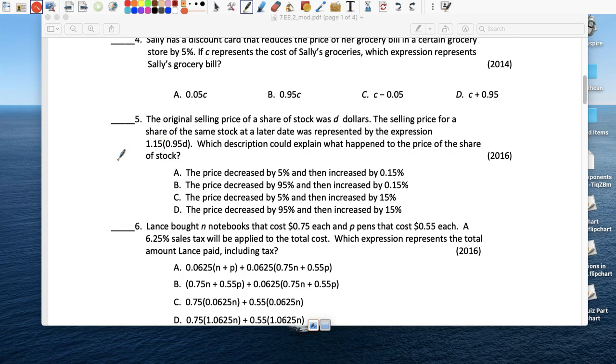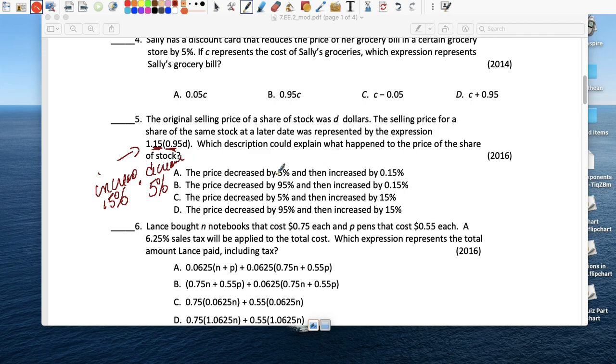So let's look at this one. If it's more than 1, that means it's an increase, right? So what was the increase? 0.15 or 15%. And then if it's less than 1, obviously it's a discount. And how much was the discount? Well, obviously if it's 0.95, the discount was 5%, right? So decrease. So what does it say? The price decreased by 5%? No. The price, did they write it in order?